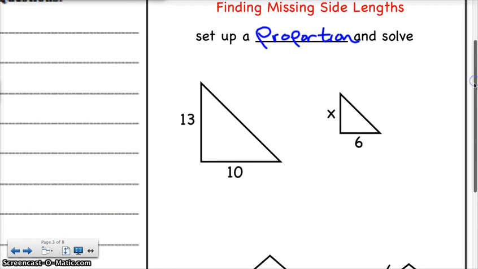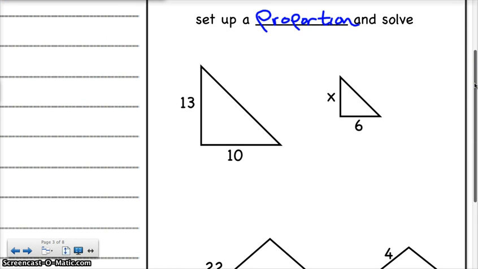Okay, I like to set it up: the left triangle is to the right triangle as left triangle is to right. That's a good one. Left triangle is to the right triangle as left triangle is to the right triangle. I like to do that. But there's lots of different ways you can do it.